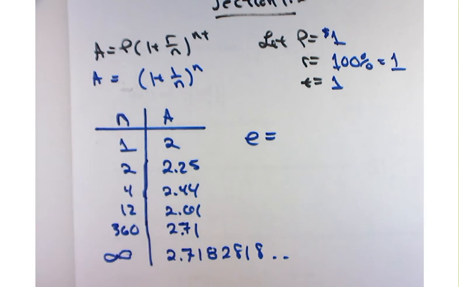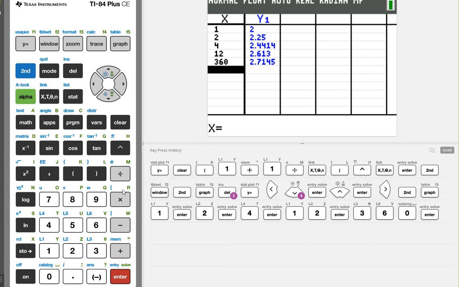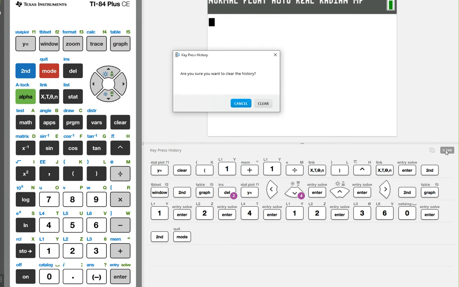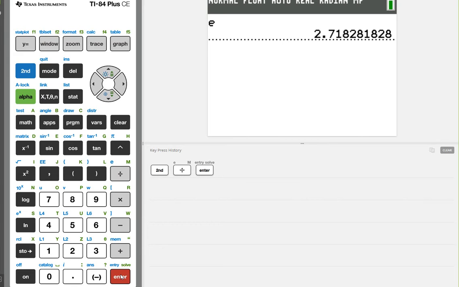Now, you can get e off your calculator in a couple places. Let me show you where those are. If you just want the number e by itself, let me back out of this, clear this out. You hit the second key and then the division key, and that gives you e. Okay, there's e.